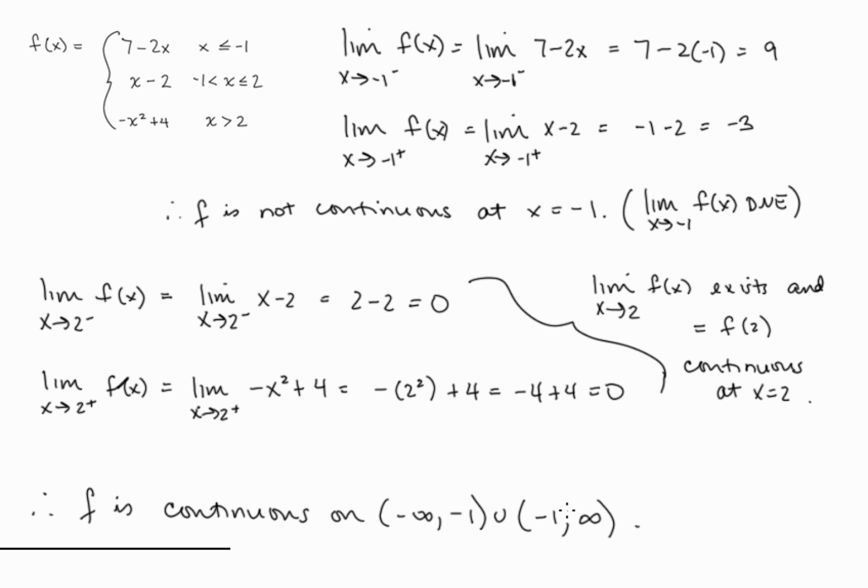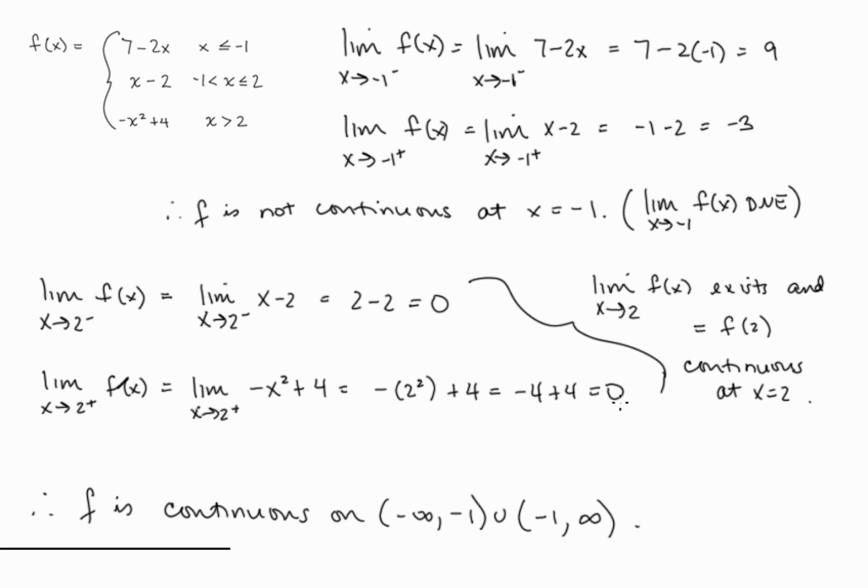At x equals 2, let's see what's happening. The limit as x goes to 2 from the left of f of x has x values that are less than 2. So for x values that are less than 2, we want to use x minus 2 as our function. So this is the limit as x goes to 2 from the left of x minus 2. So that's 2 minus 2, that's 0. And the limit as x goes to 2 from the right has x values that are greater than 2. So we're going to use -x squared plus 4 as the function. And so here we can just plug in, and we get -4 plus 4, that is also 0.